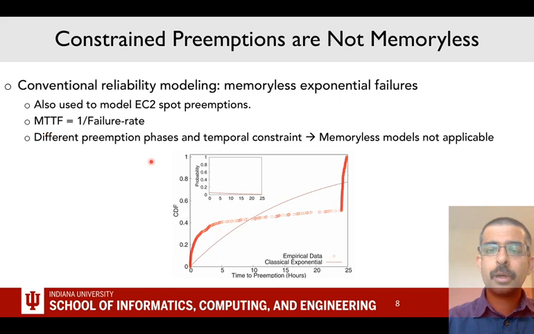So we try to fit the classical exponential distribution to the data that we have. This is the smooth line here. And as you can see, it is not able to capture the distinct phases and not able to model the data properly. The reason is that the exponential distribution assumes a constant failure rate. And in our case, we have these three different preemption phases and the temporal constraint. The memoryless models are not applicable in this particular setting.